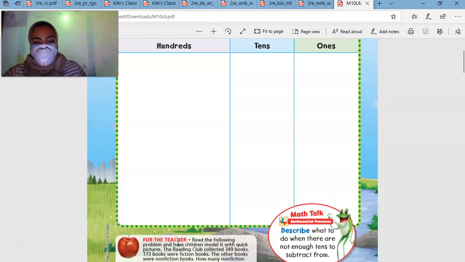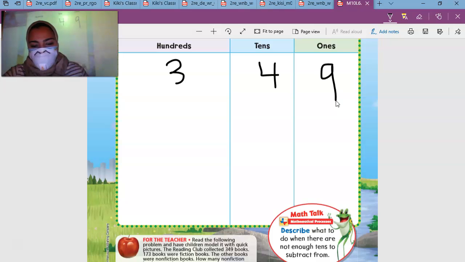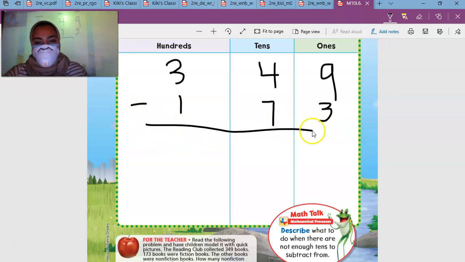So they collected 349 books. That's my very first number. So I'm going to write 3 hundreds, 4 tens, and 9 ones. 349 books. 173 books were fiction. The other books were nonfiction. So what am I going to do? Subtract fiction from the total to know how many were not fiction. So 349, take away 173.